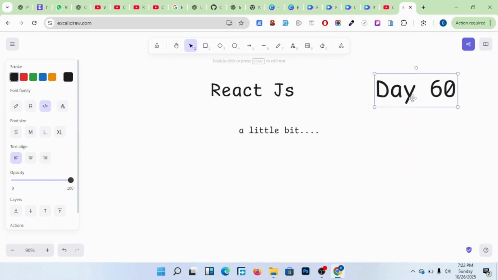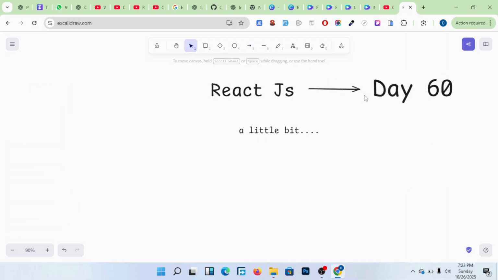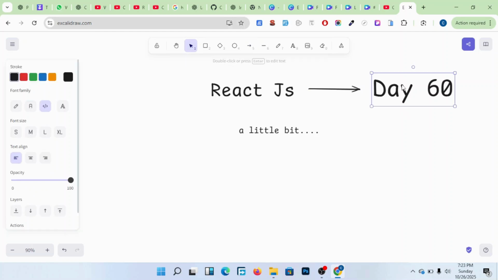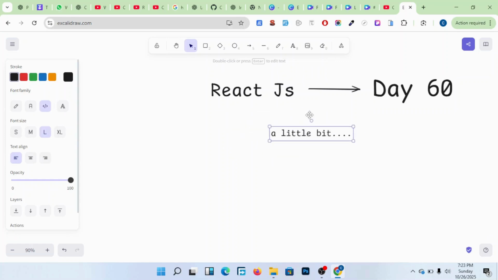Members, note this. I'm just going to introduce this one a little bit. So members, you just get to know it very well, and we shall introduce this one on day 60. So I'm just going to talk about this a little bit.